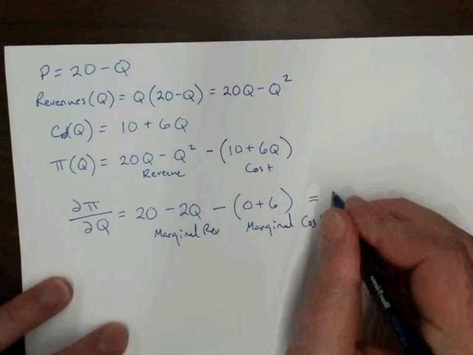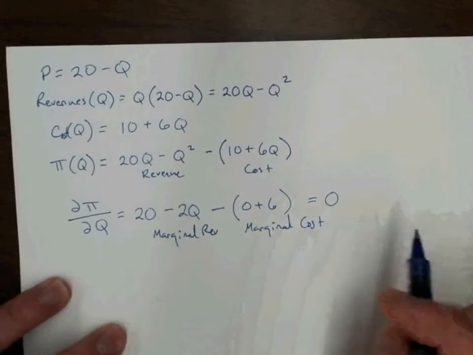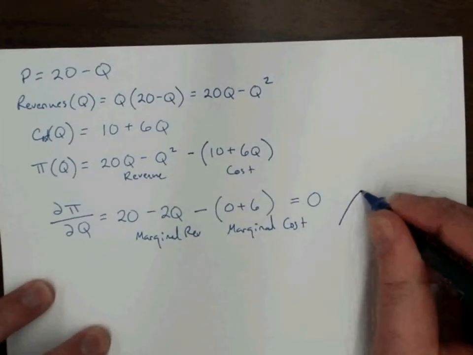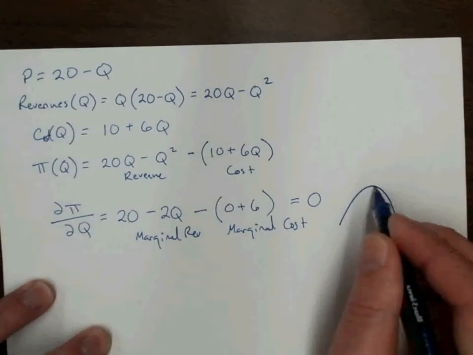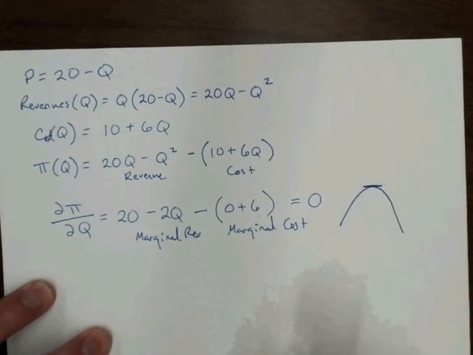And we want this to be equal to 0. We want the slope of the profit function to be equal to 0. So we're at the top of the curve here. Just imagine your profit curve is looking like this. You want to find out this point right there. At that point, the slope is equal to 0.